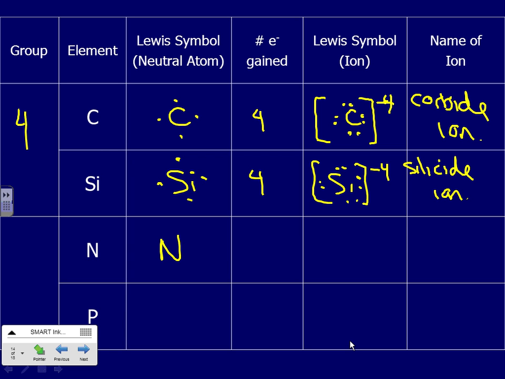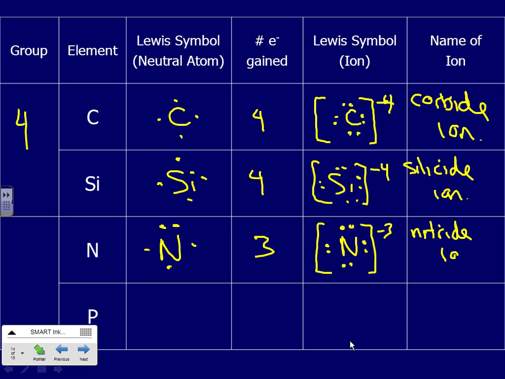How many dots do you think for nitrogen? 5? 1, 2, 3, 4, 5. How many do we need to gain to be happy? 3. Now again, full. And what charge does it become? Yep, Mackenzie? Nitride ion? Yeah, that's the name. But what charge does it become after? Negative 3? Yeah, negative 3. Gain 3 electrons, negative 3. Nitride ion.